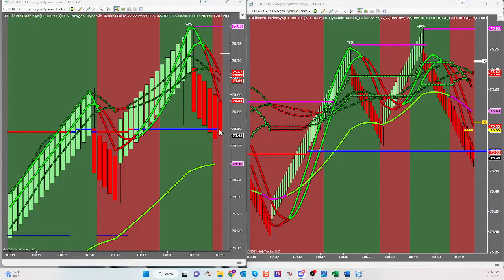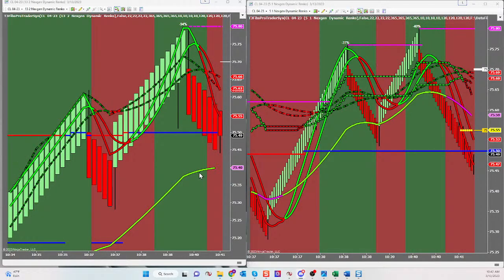Divergence prints, pushes all the way back to support. All my triggers are above the area. Let's see what happens, guys. Let's see who wins here.